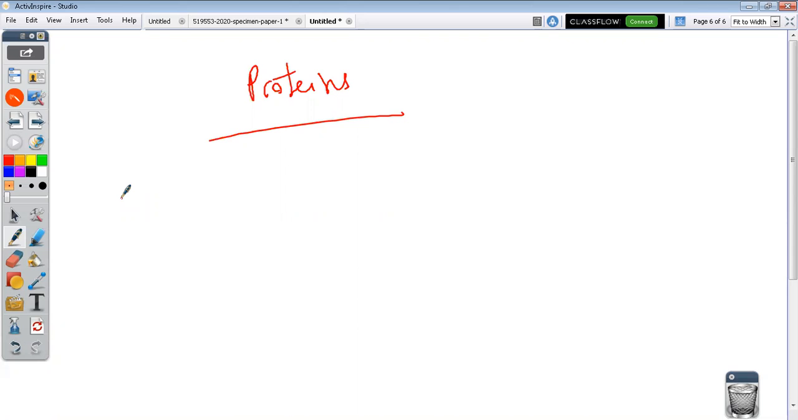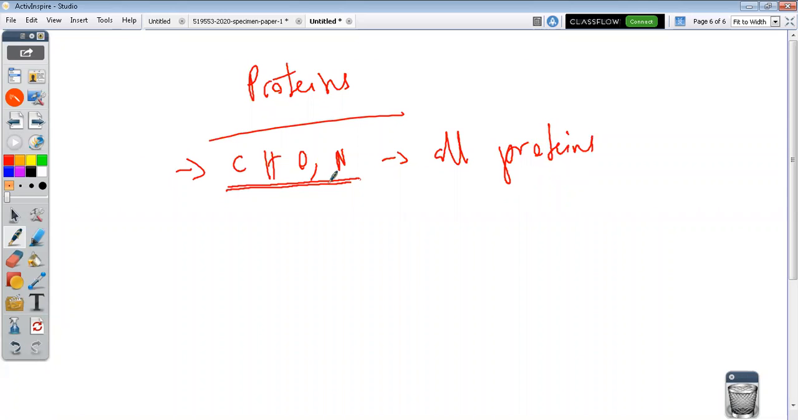Proteins, what can you say? What are they made of? Let's start from there. Carbon, hydrogen, oxygen, and nitrogen. Stop there. So you can write that all proteins contain this: carbon, hydrogen, oxygen, nitrogen.